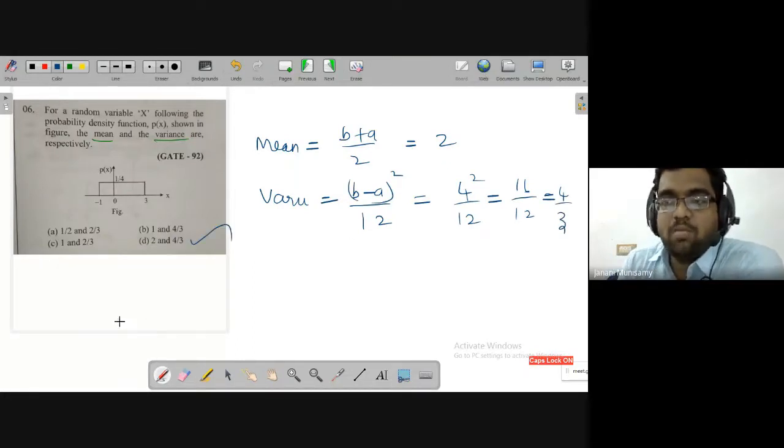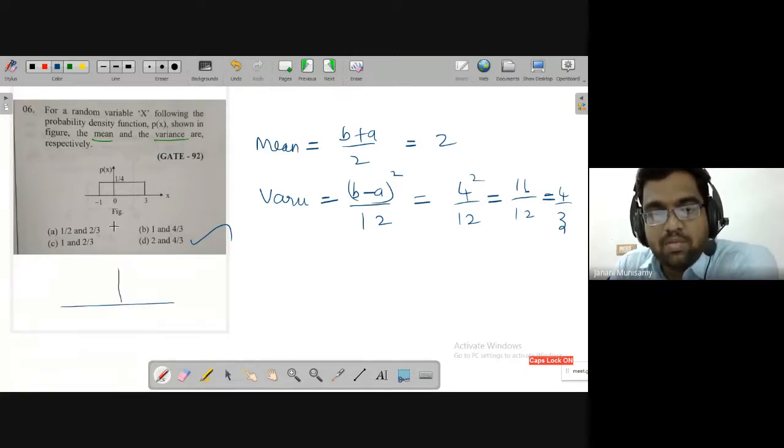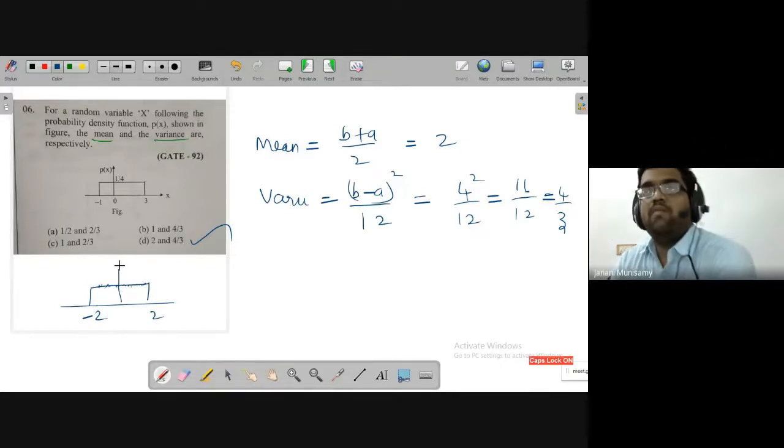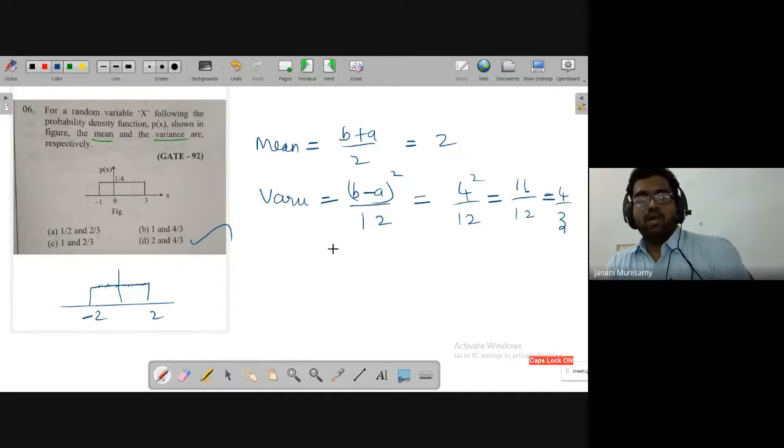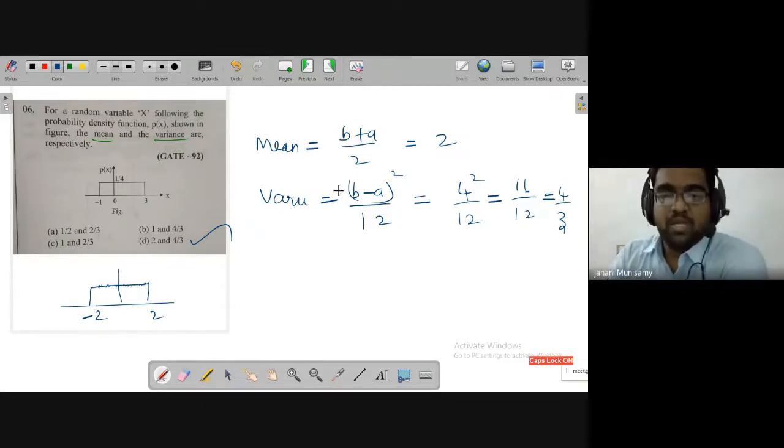So what is the main observation here? The same distribution, if you put uniformly like this, -2 and then +2, then also you will get the same variance, but the mean may be different. The mean may be 0, but the variance will not vary. Variance actually indicates the actual variation from the central value. So variance will not change, but mean may be changing. Okay.